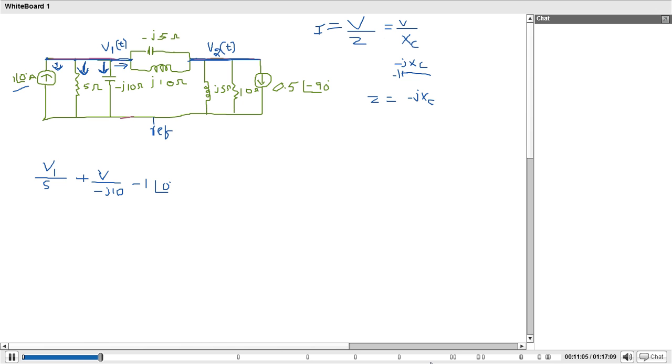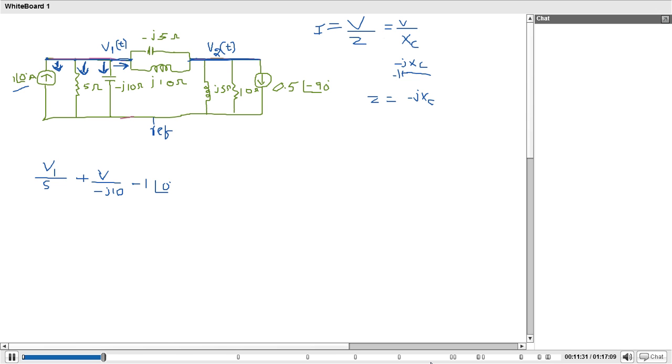So that's why I am writing only V1 by minus j10 ohm, and this current is minus, since I assumed the direction is leaving the node to the reference. The current is leaving from the node, but 1 at an angle 0 is in the opposite direction to the assumed direction. So that's why minus. Following? Yeah, yes, sir.